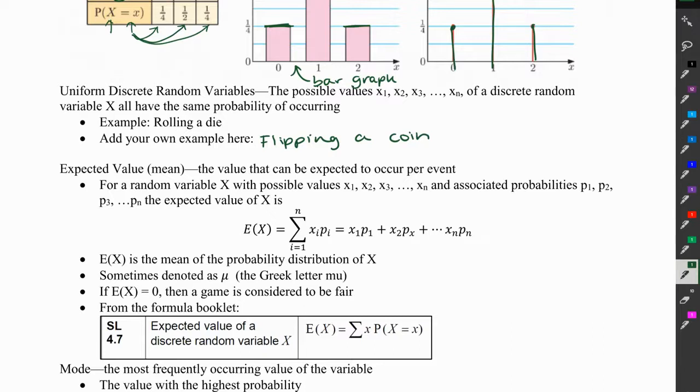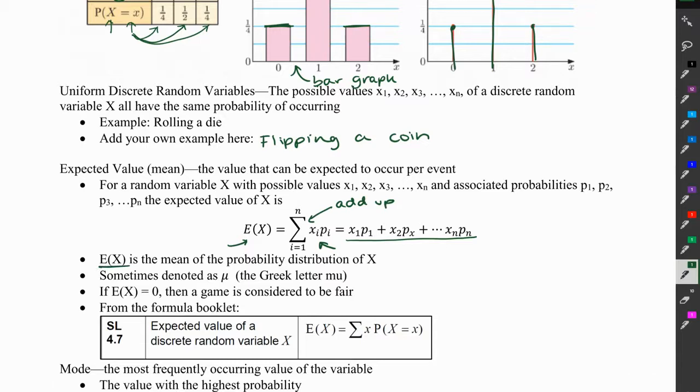The expected value, also known as the mean, is the value that can be expected to occur per event. So for a random variable x with possible values x1, x2, x3, up to xn, and associated probabilities, just the standard definition, the expected value is, once again, EX stands for expected value, so that's E of x. We have our sigma notation, which means add up. This means that we are multiplying each value by its probability, and then adding it up.